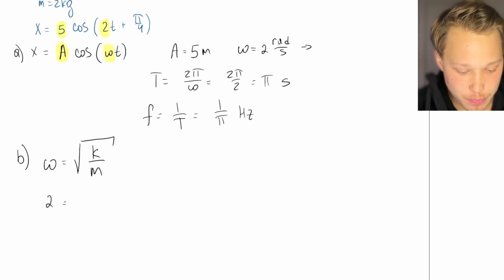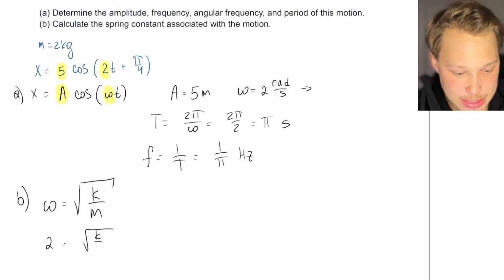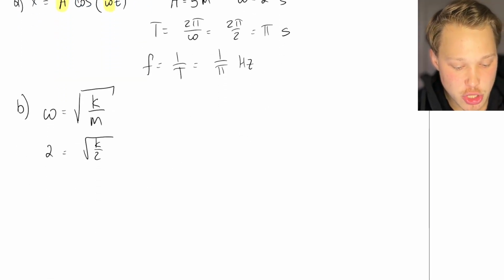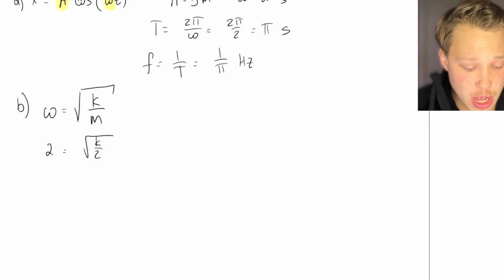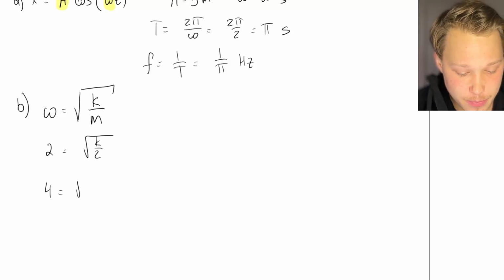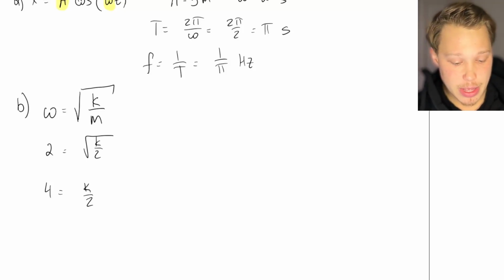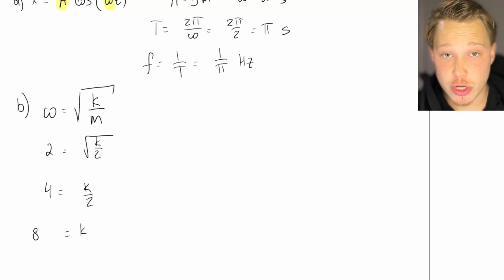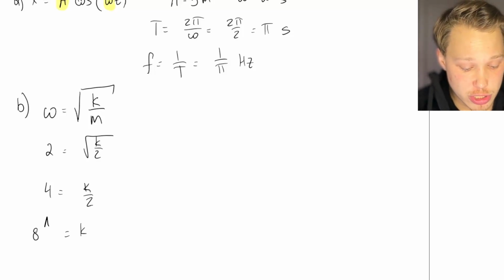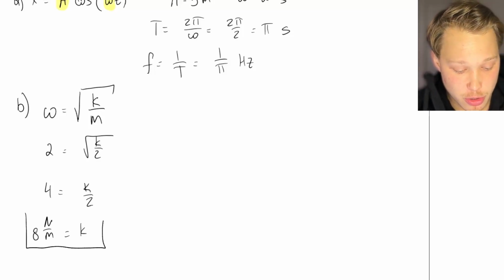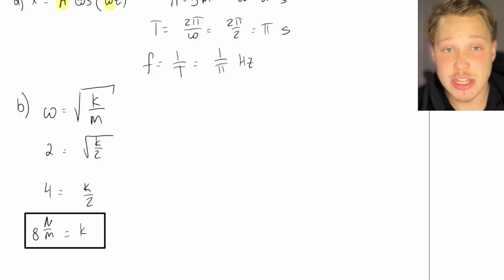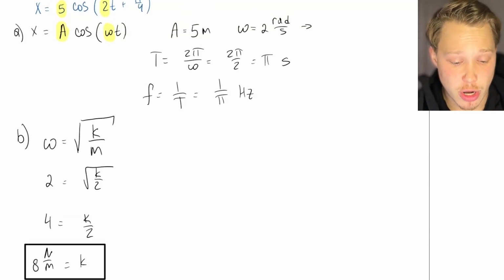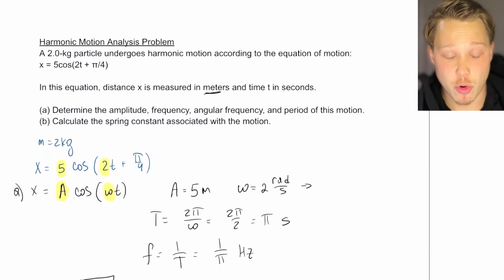Omega is 2. Mass is 2 kilograms over here. So I just have to rearrange for k, square both sides. Squaring both sides will get rid of the square root. And multiply both sides by 8. As you remember, the units for the spring constant are newtons per meter. Always have to remember our units. And just like this, we solved our second problem for this type of simple harmonic motion.